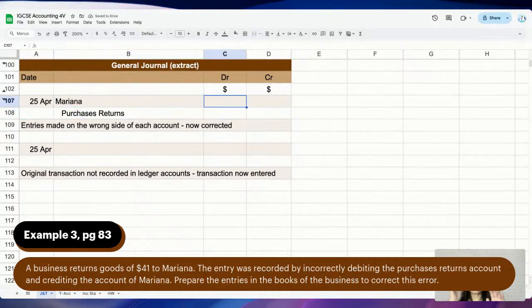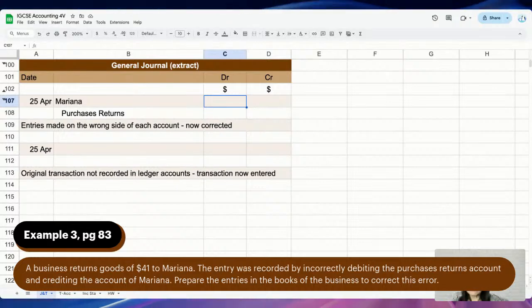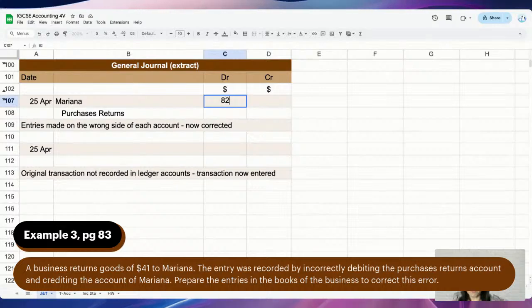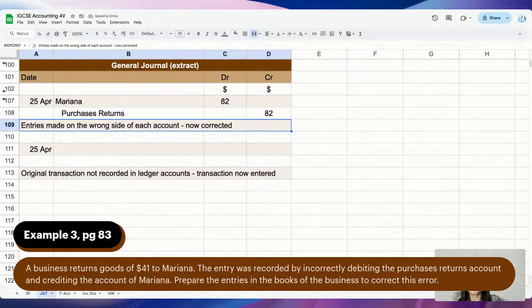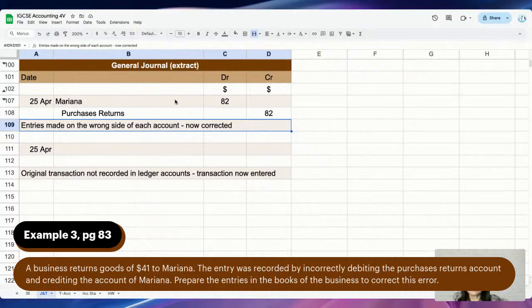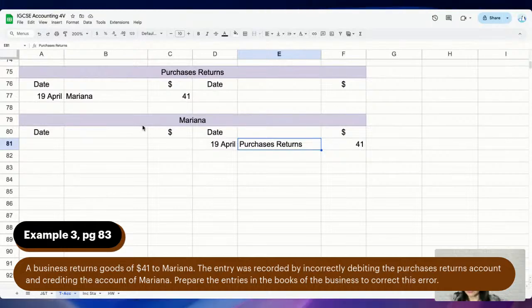Now, for reversal, most likely we need to double the amount, because in order for us to correct this, we have to double the amount. Originally it is 41, and due to this mistake, we have to double the amount from 41 to 82 so that the balance when carried down will be correct. So we have to do 82. After we make the adjustment in the general journal, we go to the T account, the double entry account there. It's the same thing.